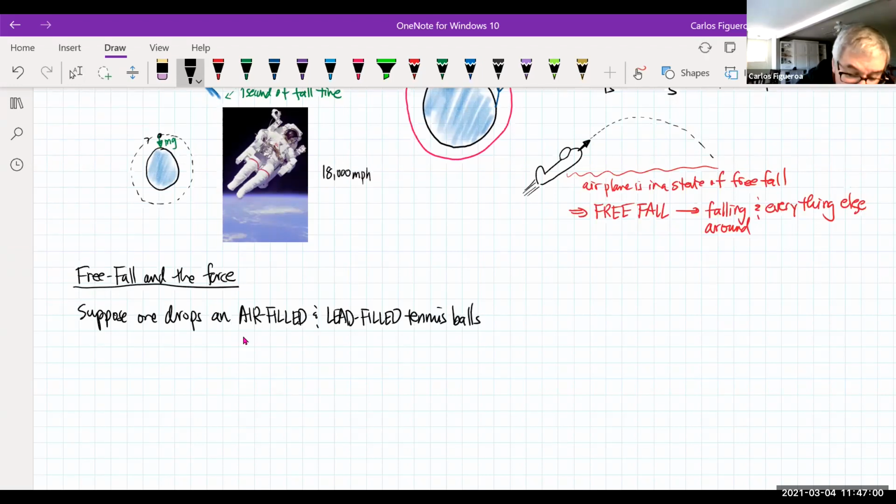So what actually happens here? You could imagine that I'm doing this type of thing, right? I have a tennis ball right there. It's filled with air. Now I have a second tennis ball. And so when I'm looking at these guys, what I'm seeing here is that as I drop these guys, one of these guys has lead shot.